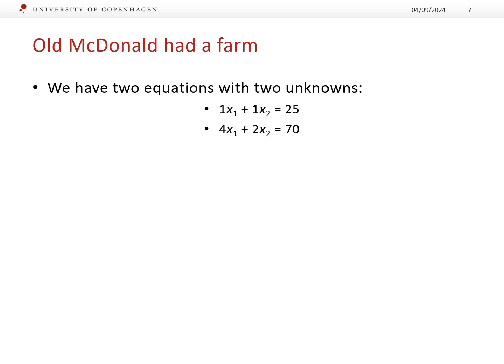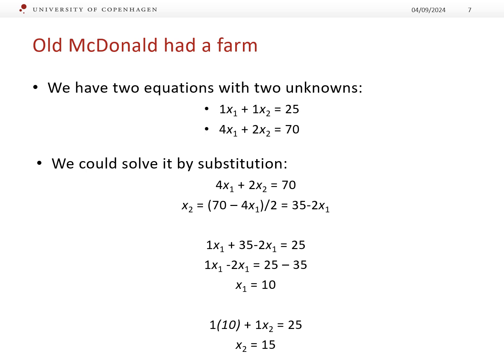So we go back to our slide showing two equations with two unknowns. We could solve them by substitution, which is what we are mostly used to doing. And we do that by looking at, for example, the second equation, and then we solve x2 in terms of x1. So we get that x2 equals (70 minus 4x1) divided by 2, which will then give us 35 minus 2x1.